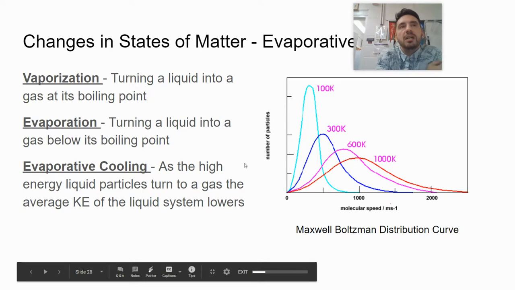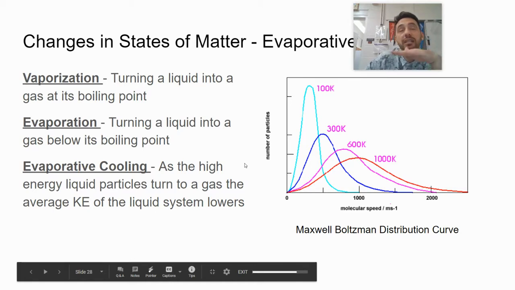Okay, so remember that when we did the phase change diagram curve and that flat portion of the graph, right? We have the water heating up, heating up, heating up, and then all of a sudden it goes flat. And that is where vaporization is occurring, where we have the sufficient kinetic energy, but we just need to break those intermolecular forces. Now, evaporation is actually when a liquid turns into a gas below the boiling point.